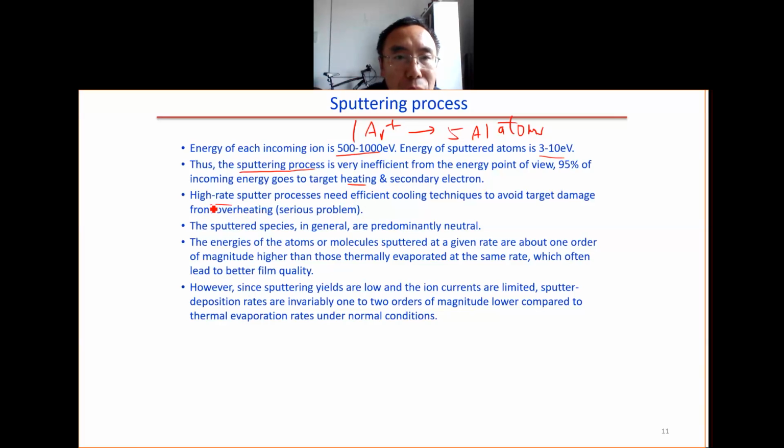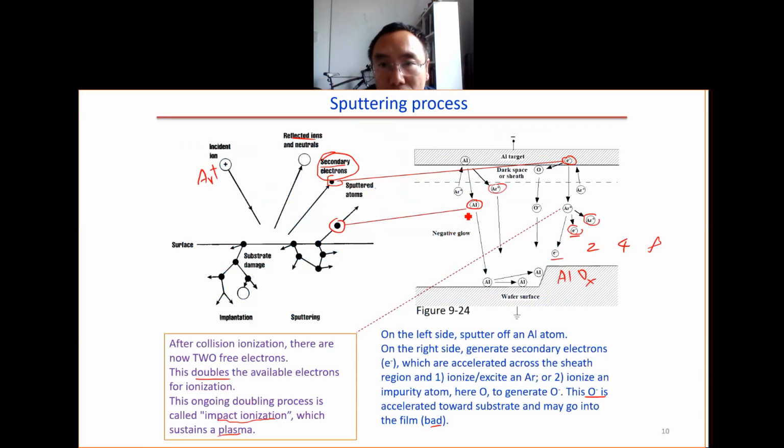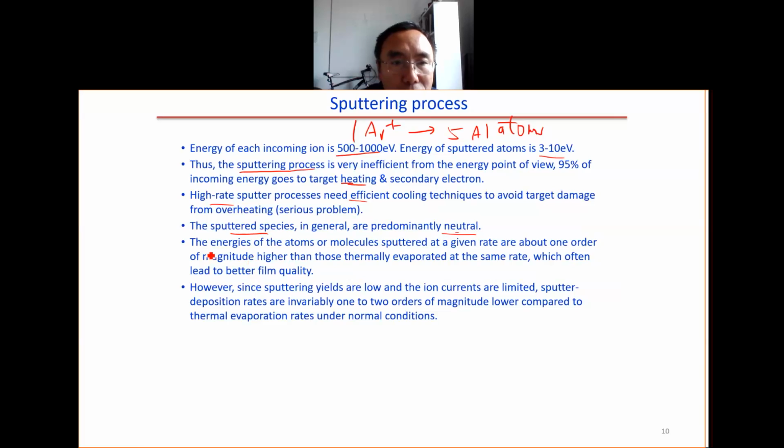So for high-rate sputtering, because of the lot of heating, we need efficient cooling. Normally, we use cooling water running on the backside of the target. The sputtered species is normally neutral. Usually, it is neutral. You can see here, this aluminum is neutral, not an ion. It is mostly neutral. So the energy of atoms or molecules sputtered at a given rate is 1 order higher than that of evaporation.